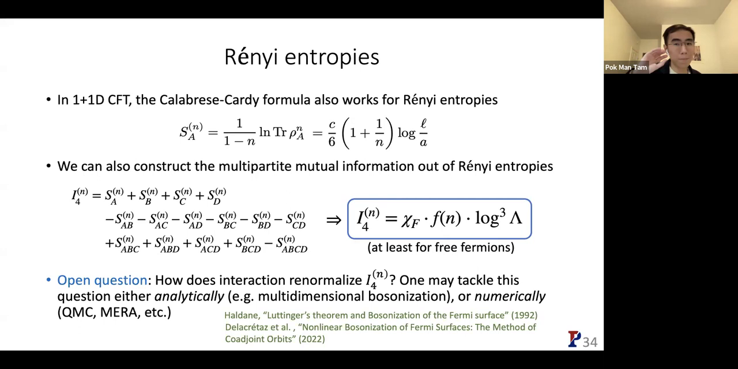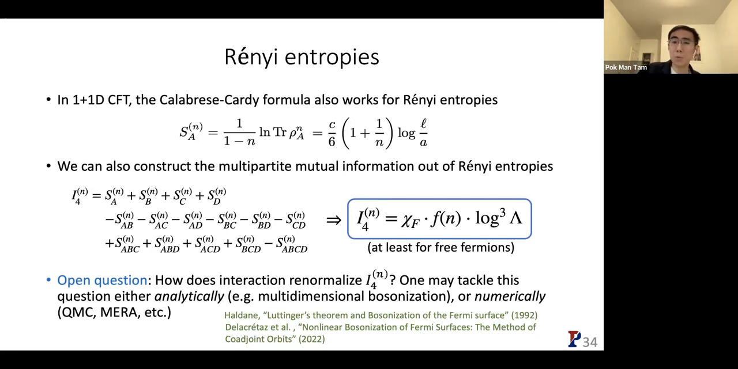So we have a conclusive statement for the interacting case in 3D. If you talk about the von Neumann 4-partite mutual information, then we know it is robust under Fermi liquid interaction. But that is not the easiest thing to probe numerically.